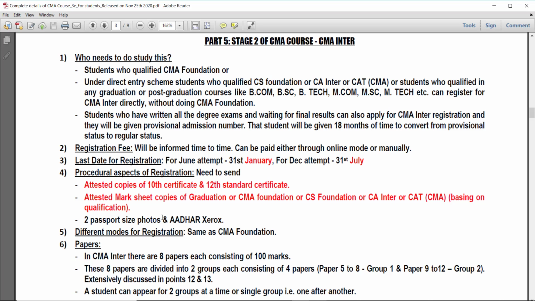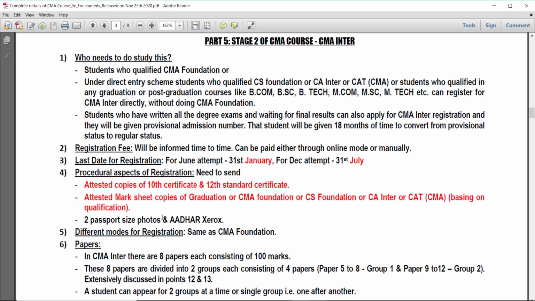So who will be eligible to study CMA Inter? That is the first question, right? Students who qualified CMA foundation, that is the first method to get into the CMA Inter course. And some students can get admission into the CMA Inter course through the direct entry scheme also. So what is meant by direct entry scheme? Some candidates will be eligible to register for the CMA Inter course even without writing or qualifying the CMA foundation course. Simply saying, they can directly enter into the CMA Inter course.